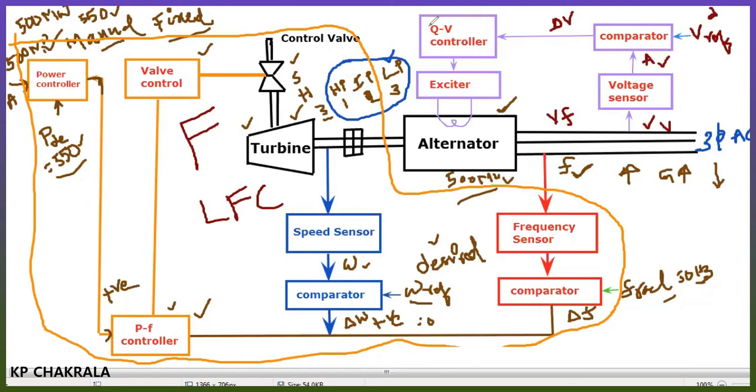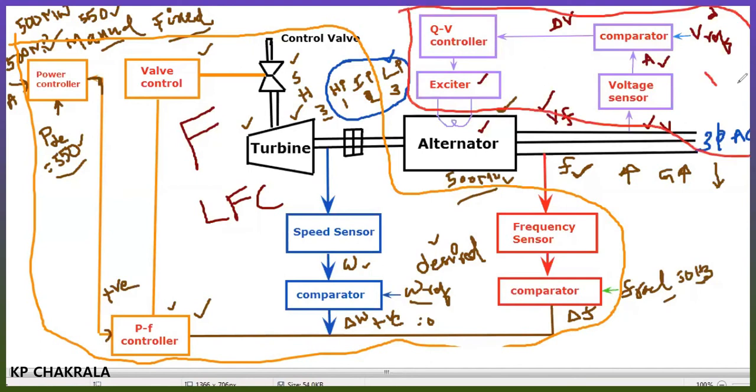So it is a reactive power and voltage controller, and this QV controller changes the excitation system in such a way that the excitation of the alternator will be changed, so that reactive power will be changed, and ultimately you can control this voltage. This is what will happen in this excitation control loop. So all this is called an excitation control loop or voltage control loop.